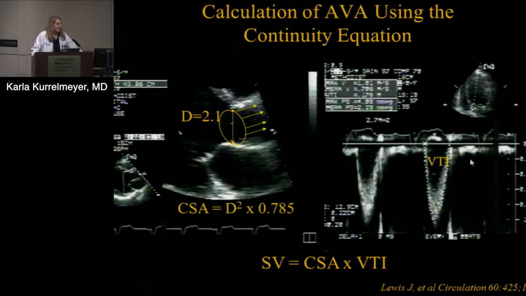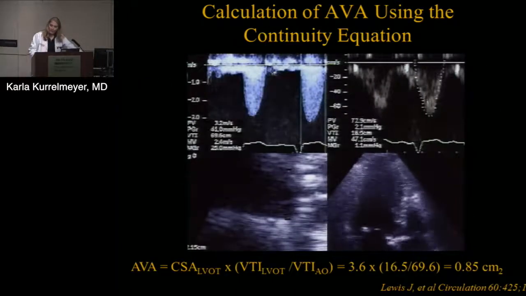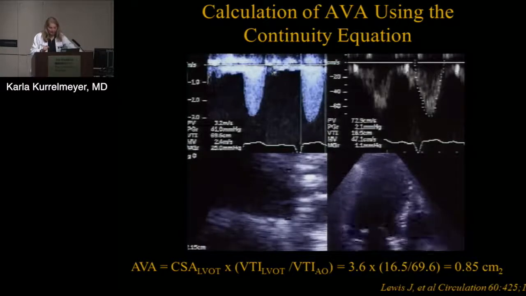So, of course, then we really need to calculate the aortic valve area using the continuity equation. And basically, the continuity equation relies on measuring the cross-sectional area of the left ventricular outflow tract, which geometrically is the diameter squared times 0.785. And once you have that cross-sectional area, you just need the time velocity integral right at that point where you measure that cross-sectional area, and that will give you the stroke volume. And then, of course, if you determine the time velocity integral across that stenotic jet, then that's going to give you the aortic valve area.